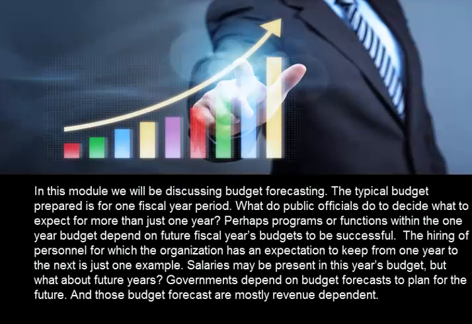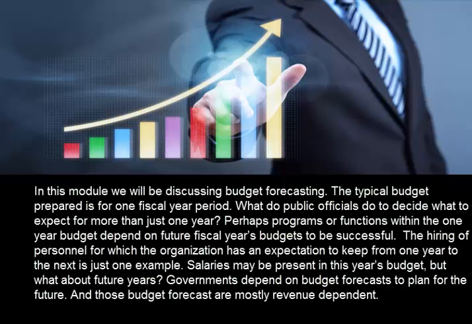In this module, we will be discussing budget forecasting. The typical budget prepared is for one fiscal year period. What do public officials do to decide what to expect for more than just 1 year? Perhaps programs or functions within the 1-year budget depend on future fiscal year's budgets to be successful.